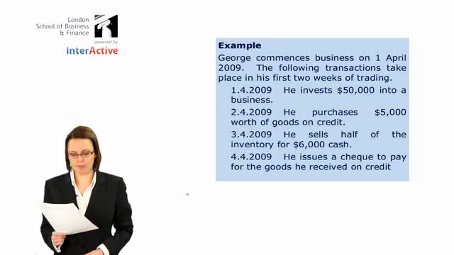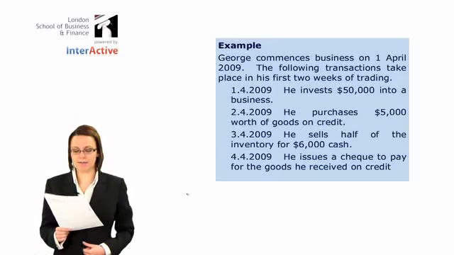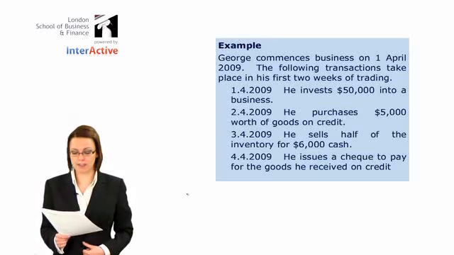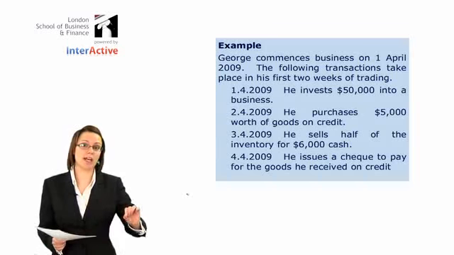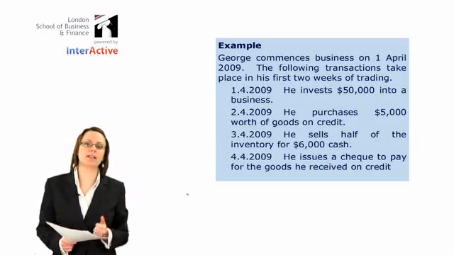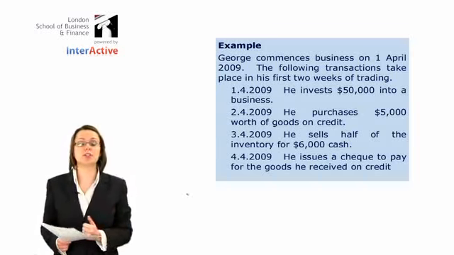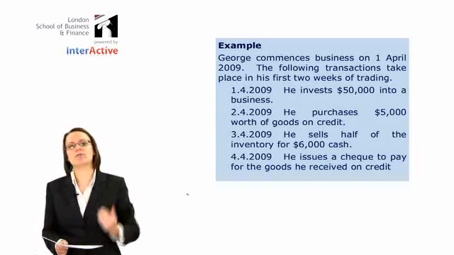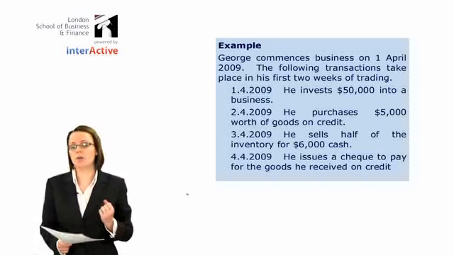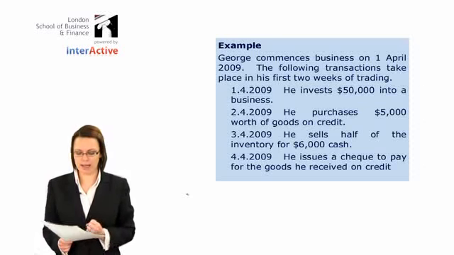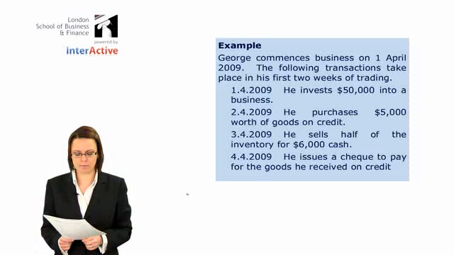On the 5th of April, he pays his rent for April for $450 by cheque. So again, George has written a cheque and given it to the company that he rents his property from, we assume, and he's paying that rent by cheque. Okay, so we need to think about what the dual effect would be for paying for that rent.